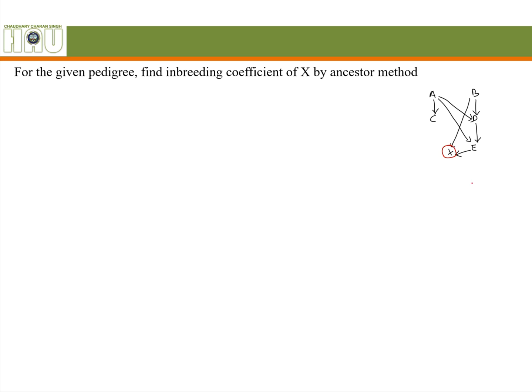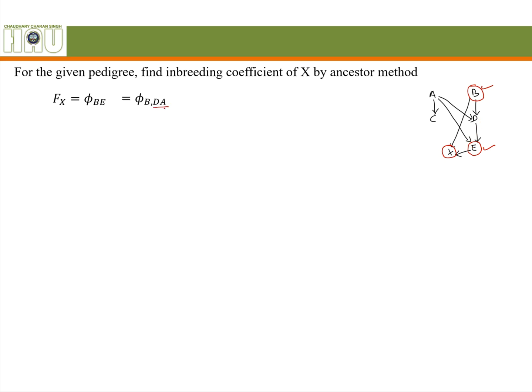Then how will you proceed? We will find out f of X. X has two parents, B and E. So I can write f of X as phi BE. Now for B, we have no information about B's parents, but we have information about the parents of E. They are A and D. So E is split into D and A.